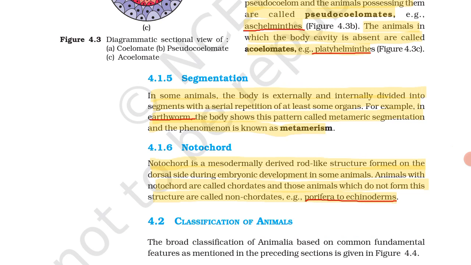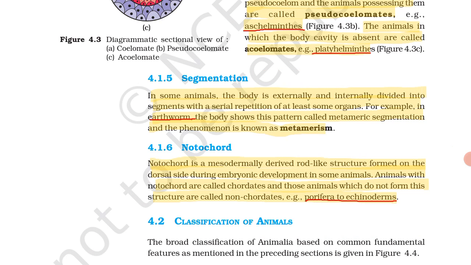The example of metamerism is earthworm, or metameric segmentation is seen in earthworm, because the body is divided internally and externally with serial repetition of at least some organs. So they show the property of metamerism. The example is earthworm.